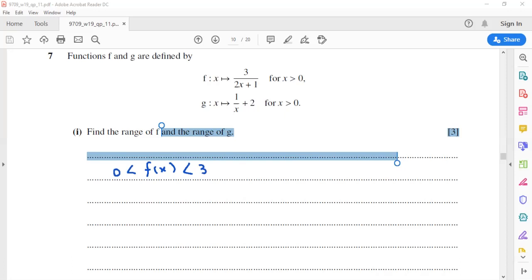And similarly for g of x, there is a possibility that this will become 0. So all the values will be greater than 2. So g of x is going to be greater than 2. How do we know that? Because if you keep on increasing this value, this number is going to be reducing, and there will be a time when this will become 0. So all the values will be greater than 2 here, right? Now the next part is here.